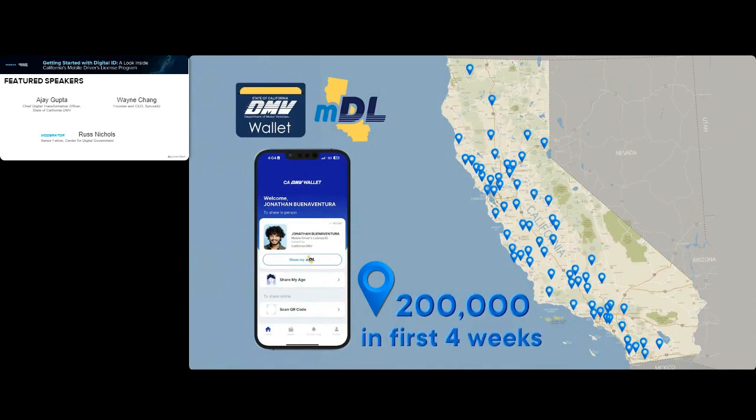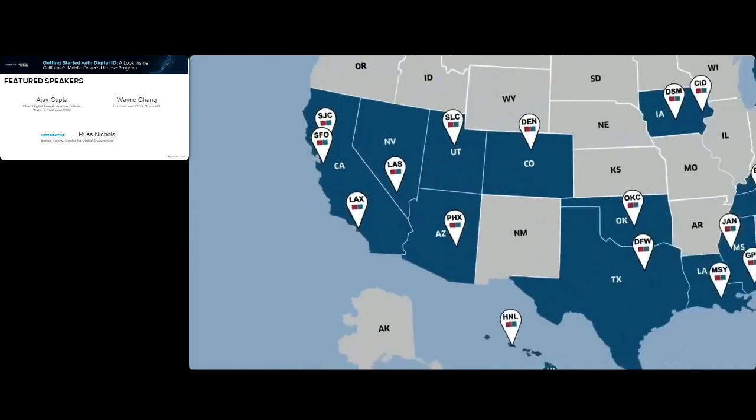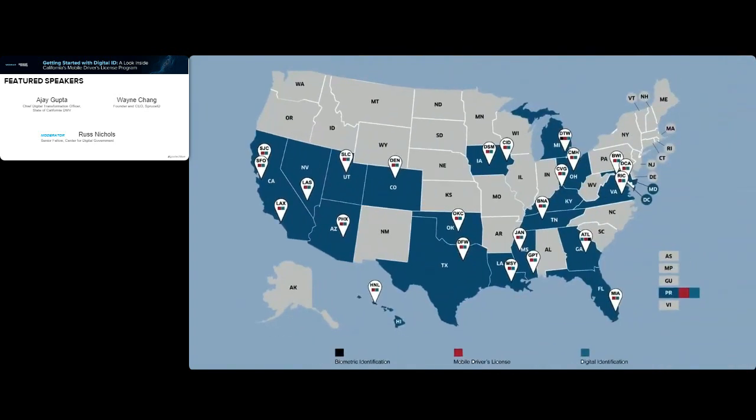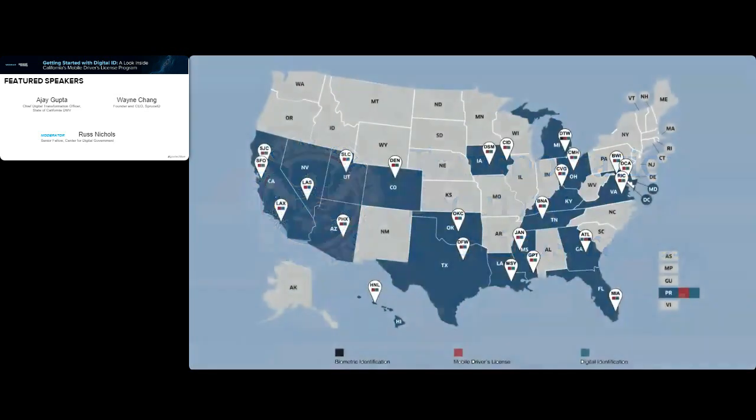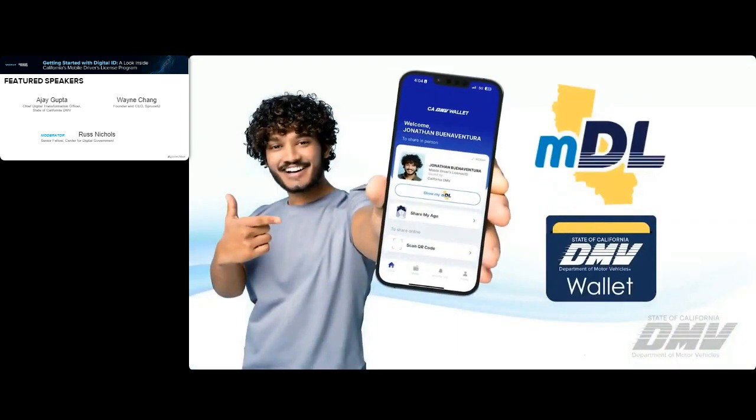More than 200,000 DMV wallet mobile driver's licenses have been adopted by Californians in the first 4 weeks it's been available, making California the largest issuer of MDLs in the United States. This secure platform is already certified by U.S. Department of Homeland Security Transportation Security Administration for air travel use and by the True Age program for nationwide use in convenience stores.